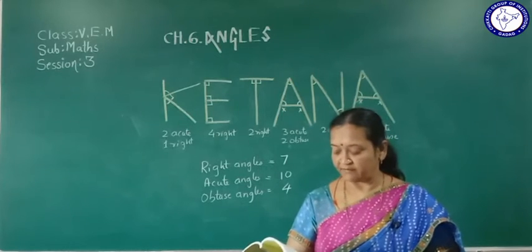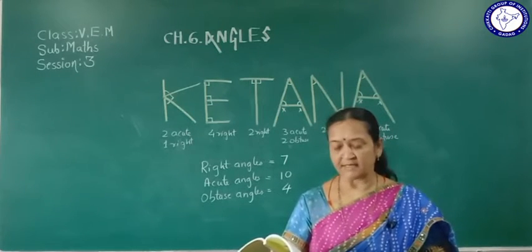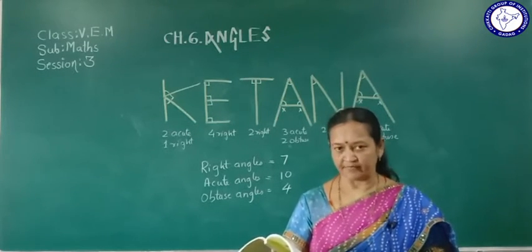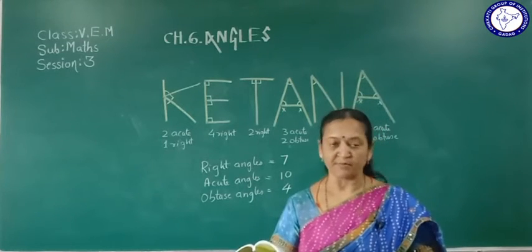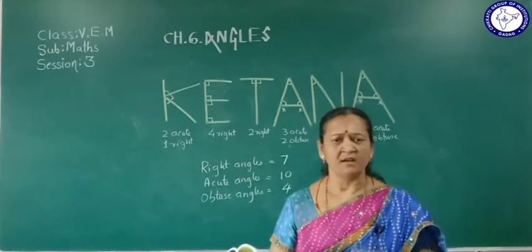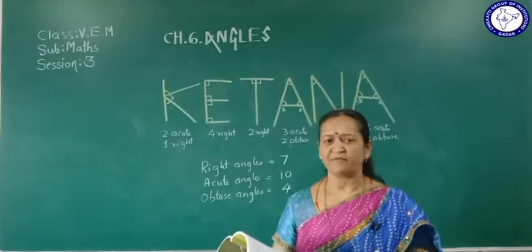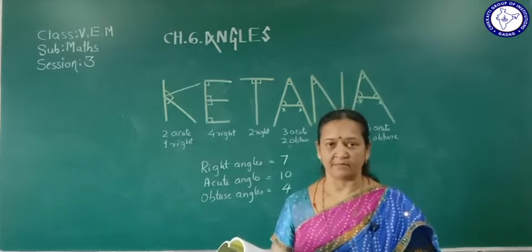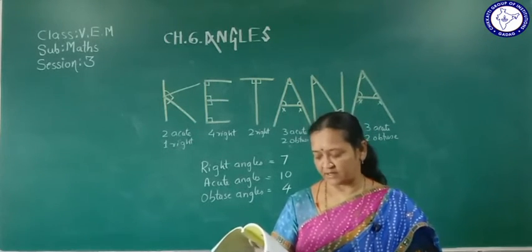Okay. Then fifth question, draw any 6 angles using a scale and then measure them using a protractor. This you have to try. Draw any type of angles you like, and measure them with the protractor.